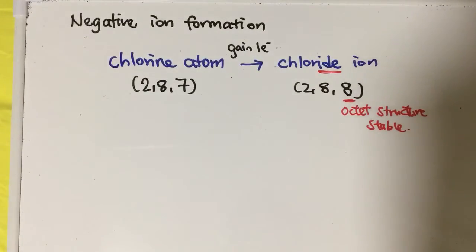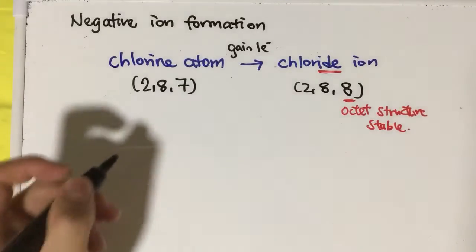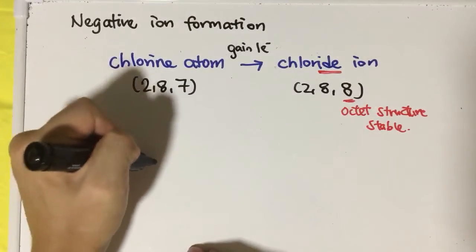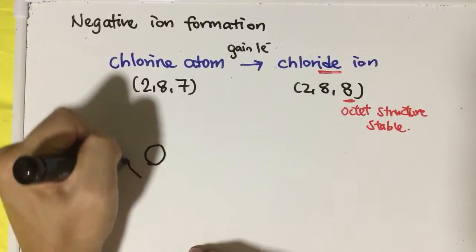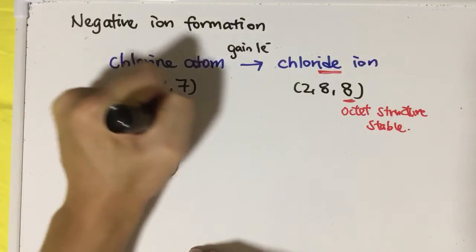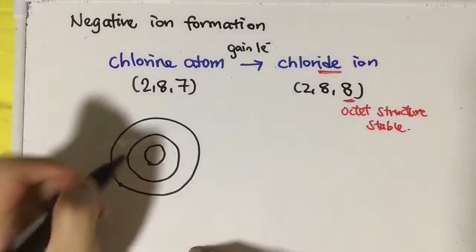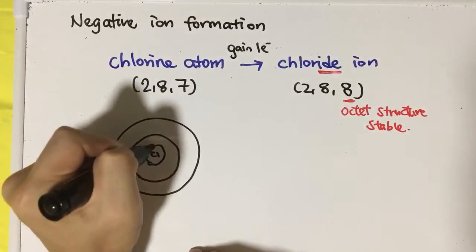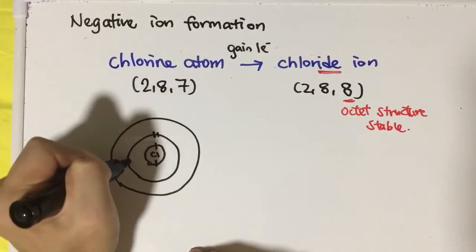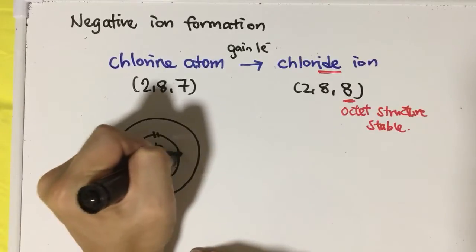Let's take a look at how to write down the electron diagram of the chlorine atom and the chloride ion. For the chlorine atom it is so simple: you just draw 3 shells, 1, 2, 3. Then chlorine is 2, 8, 7.